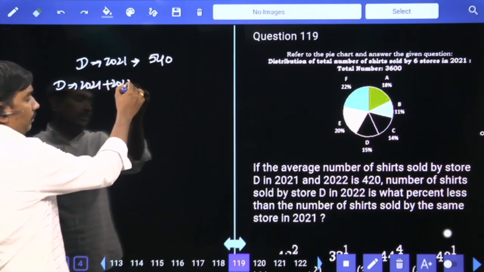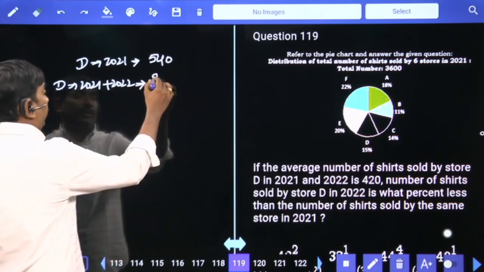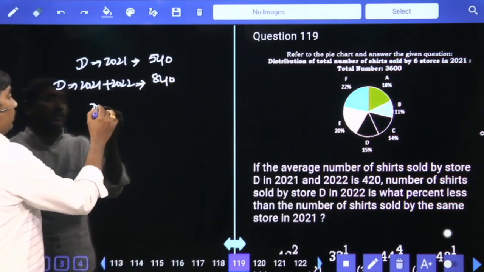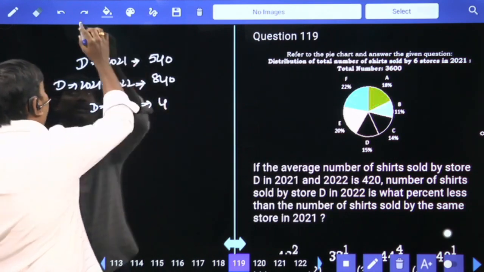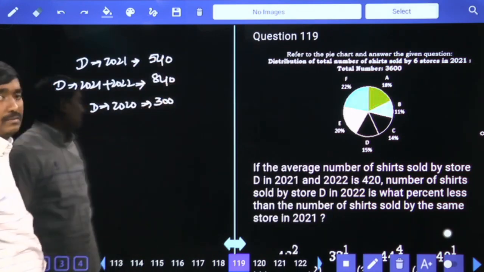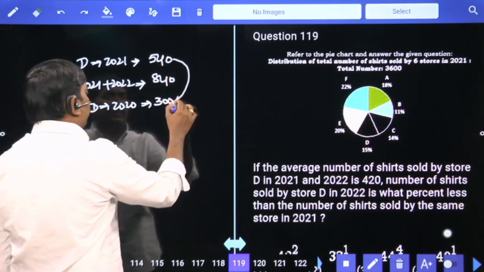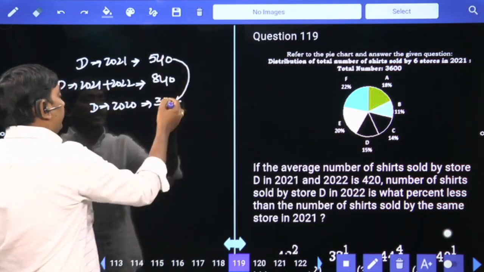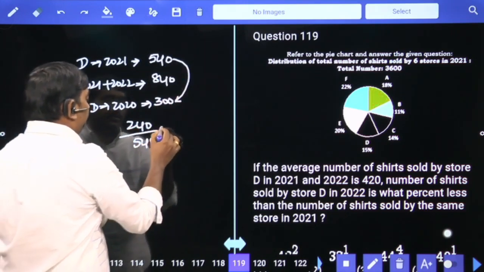Store D 2021 plus 2022, average given as 420. Average 420 means total 840. Out of 840, 540 in 2021, so remaining 300 in 2022. Percentage less means difference by more value. So difference is 240, more value 540, into 100.